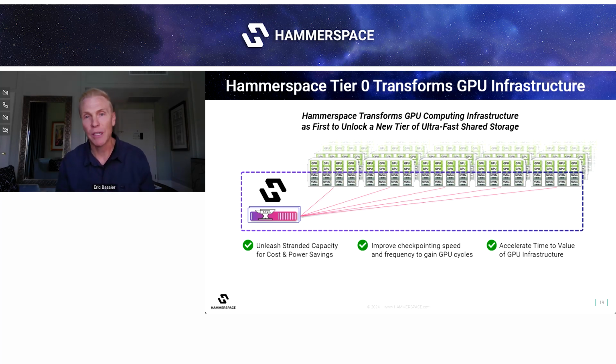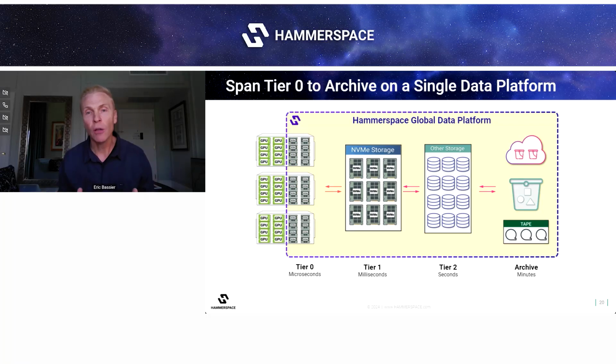So let's talk a little bit more about tier 0. One of the reasons we call it tier 0 is because it is now a new tier of storage within our global data platform. Hammerspace is now the only data platform that can span tier 0 with microsecond latencies all the way out to a deep archive. And as Floyd showed, that could include public cloud storage or a different site. And we can do all of that in a global namespace, all in one data platform.